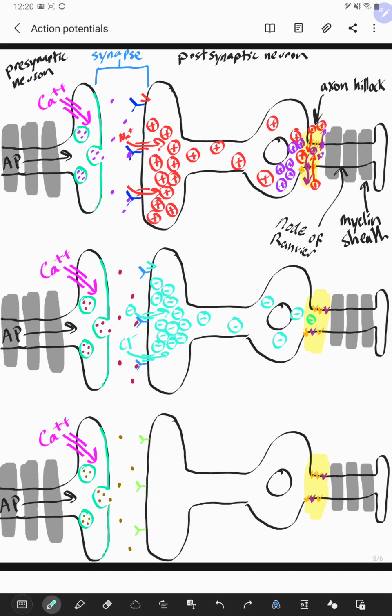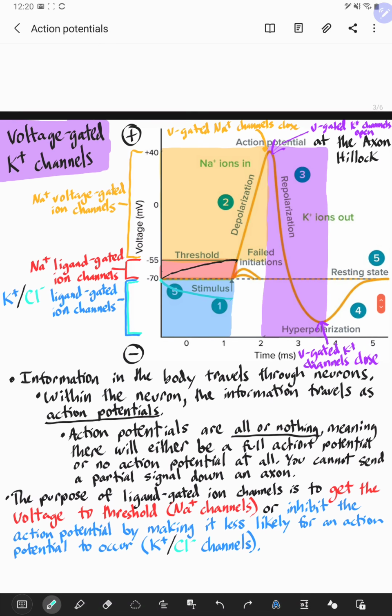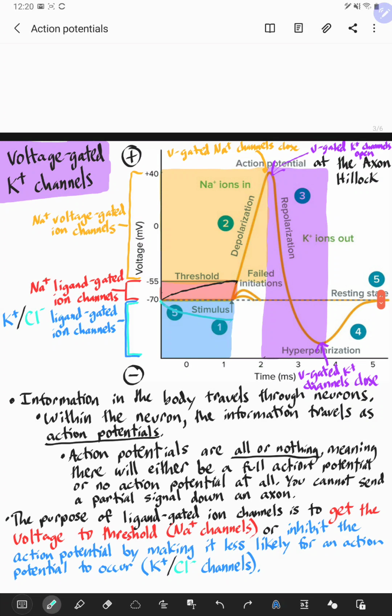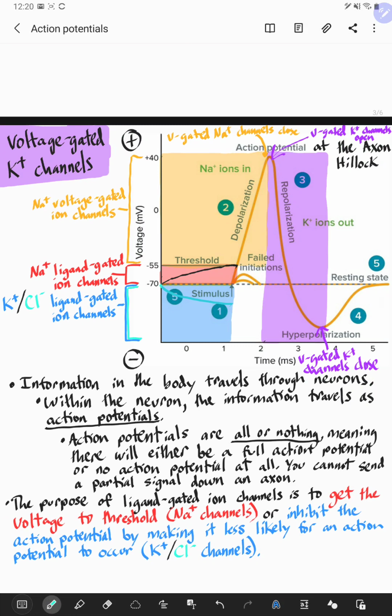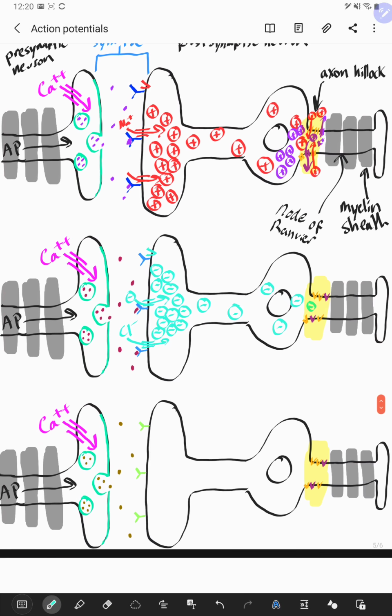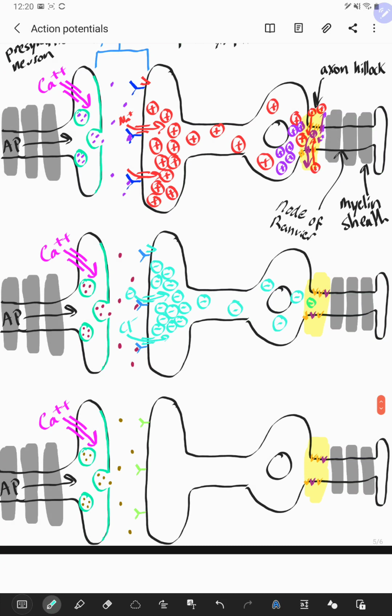So that's how chlorine can cause us to get further from threshold and make it less likely for an action potential to occur. Next, we have potassium, which can also work to inhibit an action potential. And let's see how that can happen. Because you might say, wait, potassium is positively charged. Why is it not going to help an action potential from occurring?